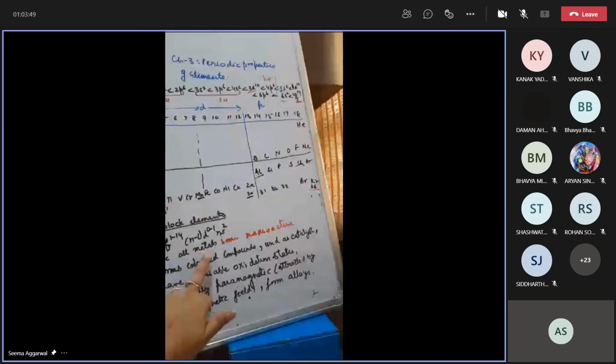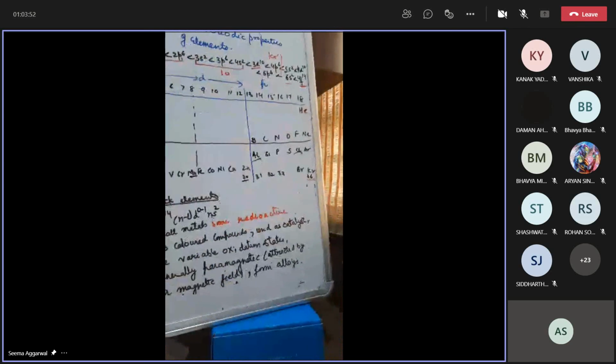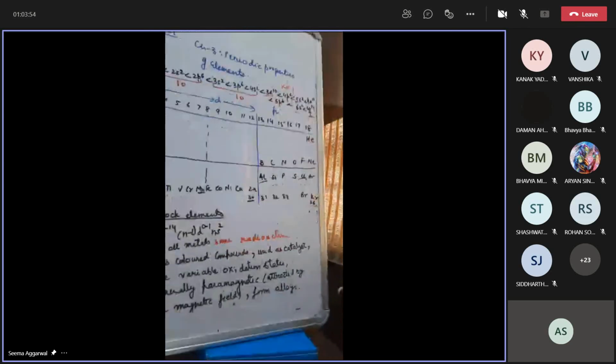Just remember this: they are all metals, some are radioactive. Examples you can write: uranium, thorium, etc.